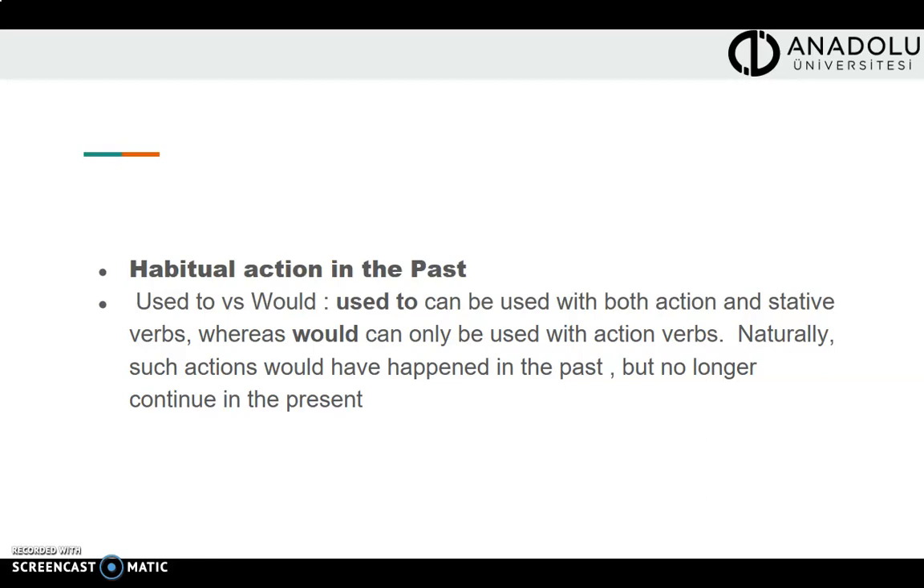Now we come to the habitual action in the past. Used to and would. Used to can be used with both action and stative verbs, but would can only be used with action verbs. Naturally, such actions would have happened in the past, but no longer continue in the present. That's why we said it's the habitual action in the past.